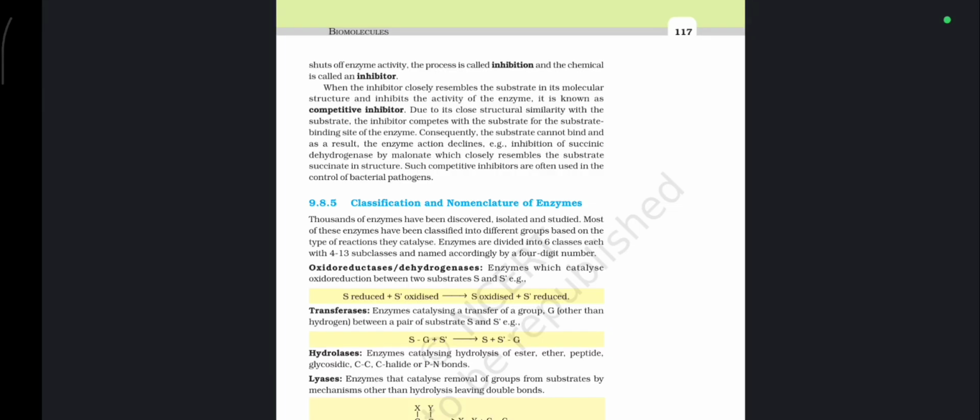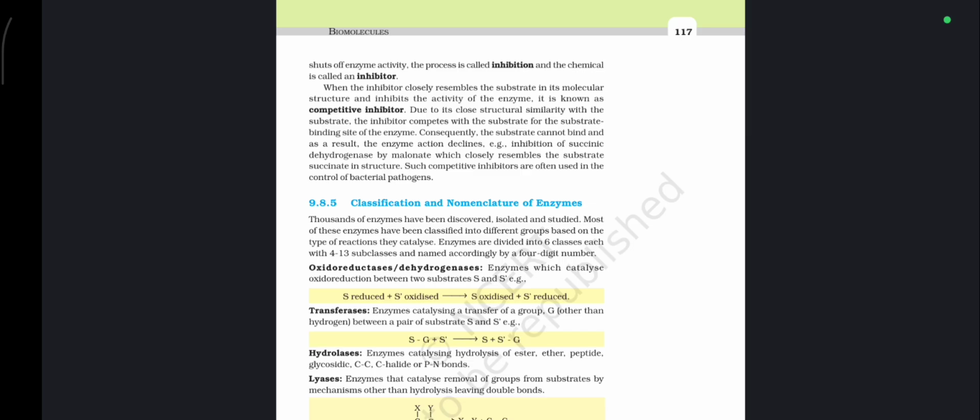Oxidoreductases, dehydrogenases: enzymes which catalyze oxidoreduction between two substrates S and S'. Example: S reduced plus X oxidized gives S oxidized plus X reduced. Transferases: enzymes catalyzing a transfer of a group G other than hydrogen between a pair of substrates S and S'. Example: S-G plus S' gives S plus S'-G. Hydrolases: enzymes catalyzing hydrolysis of ester, ether, peptide, glycosidic, C-C, C-halide, or P-N bonds.